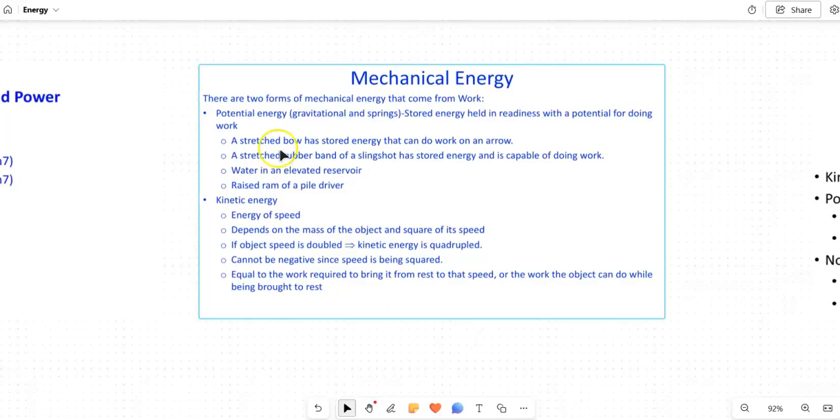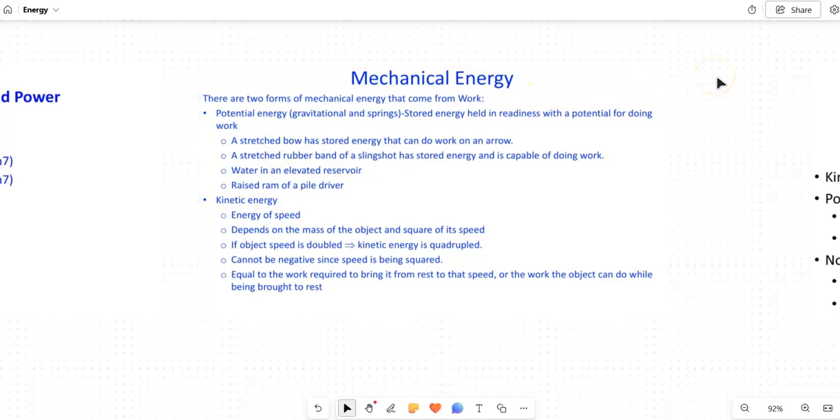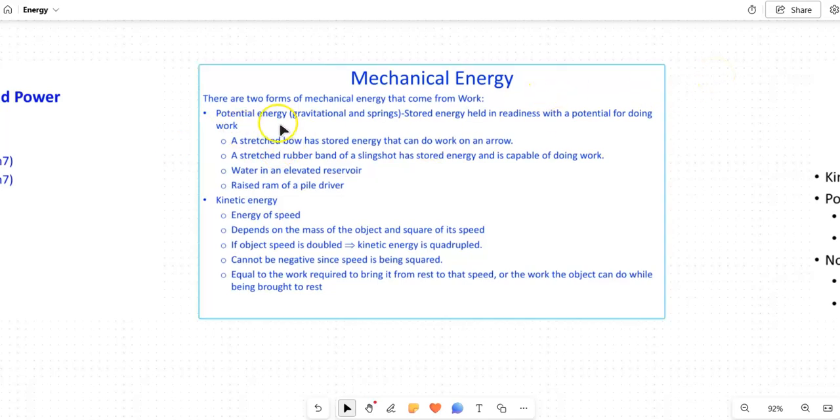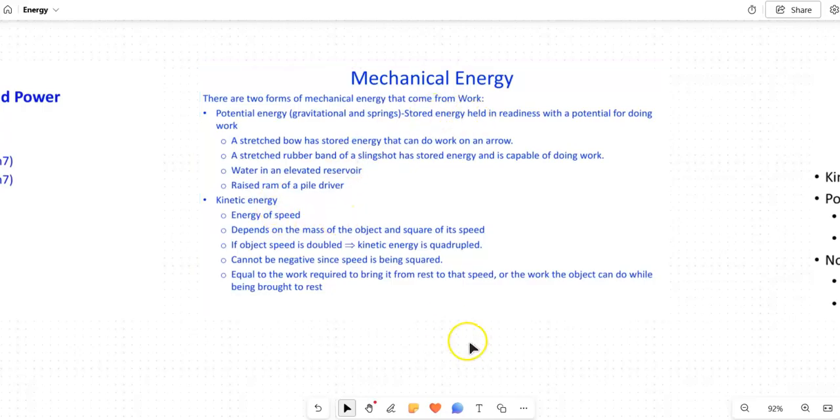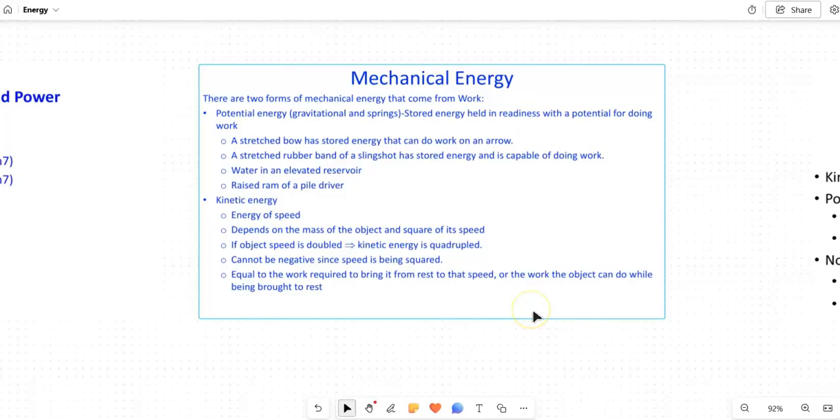And when I speak about mechanical energy, I'm talking about potential energy due to gravity, potential energy due to a spring, kinetic energy, and work. And work is a type of energy due to contact forces. But for right now, let's concentrate on potential energy and kinetic energy.